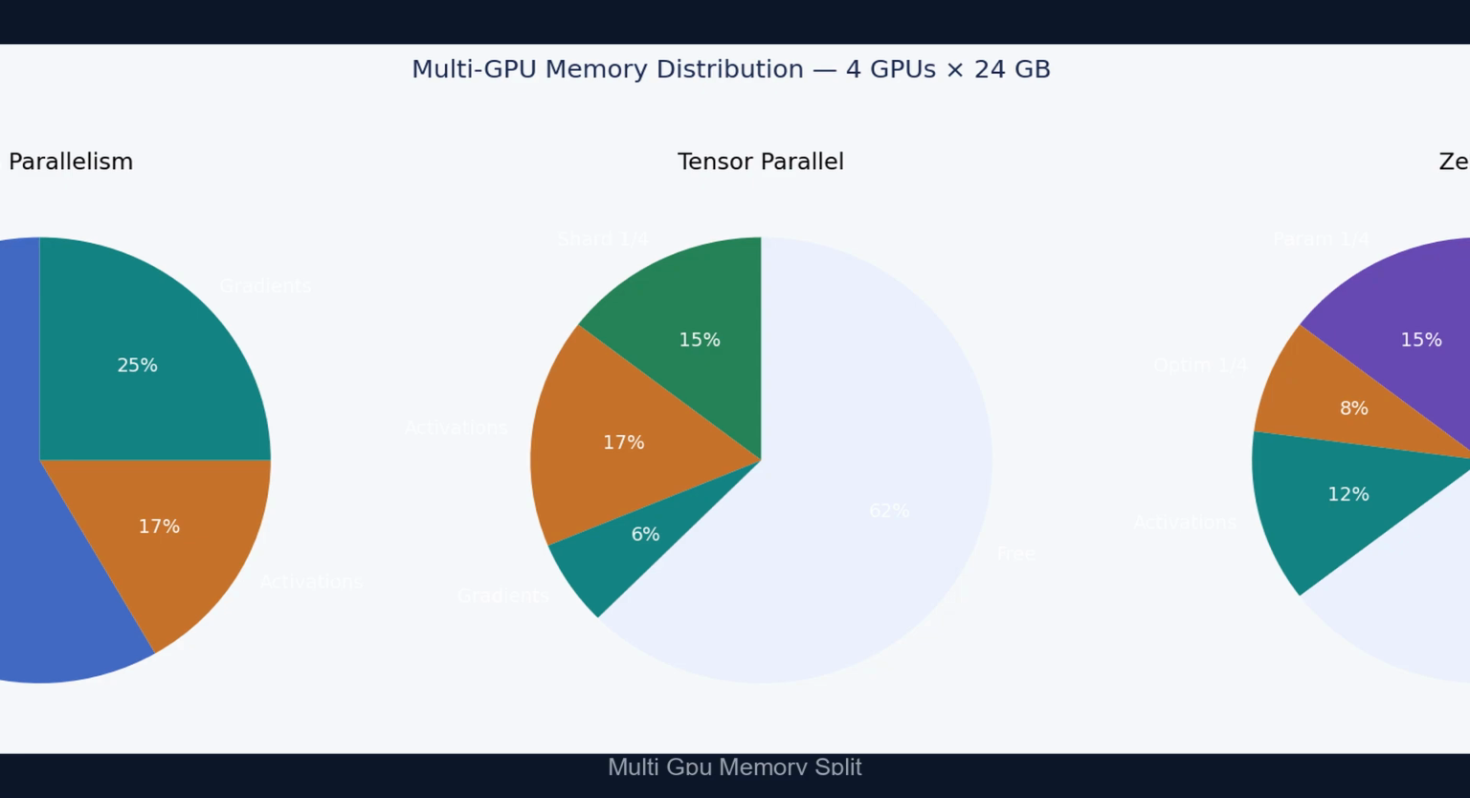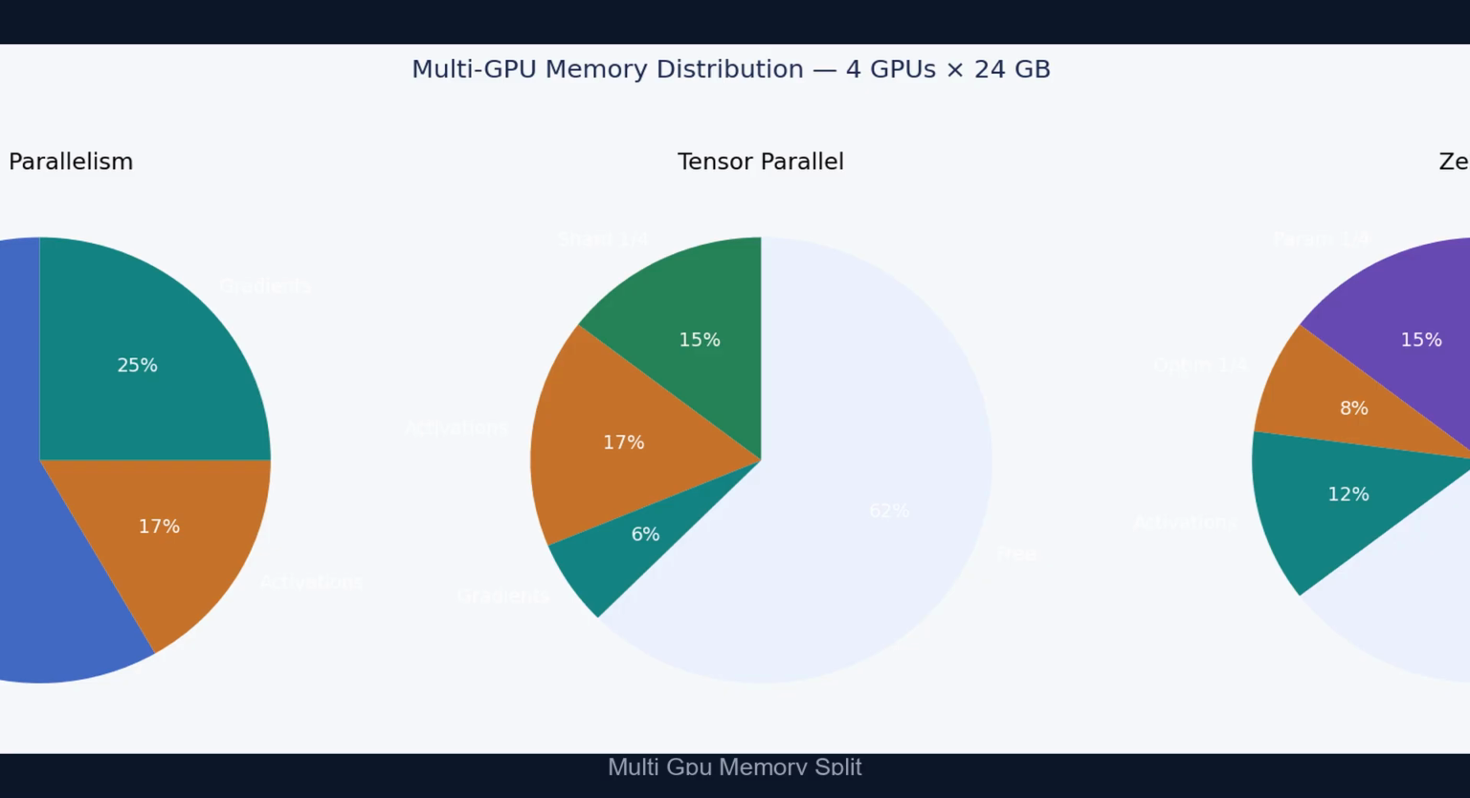All examples use 4 GPUs with 24 gigabytes each. With data parallelism, 58% of each GPU's memory goes to storing the full model. Parameters, optimizer states, and gradients all live on every device. The remaining memory handles activations and the current batch. This is straightforward but memory intensive per GPU.